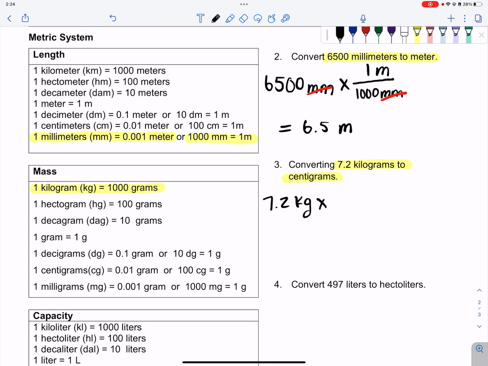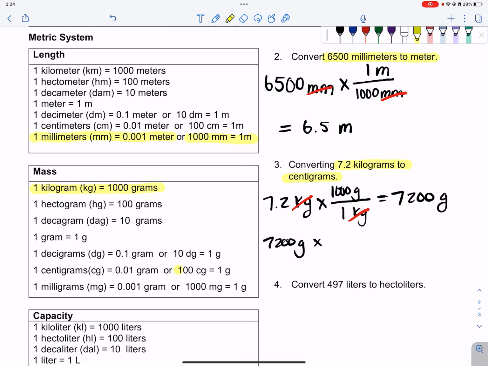So let's first multiply our 7.2 kilograms by 1,000 grams over our 1 kilogram to get the kilograms to cancel. So that will then give us 7,200 grams.